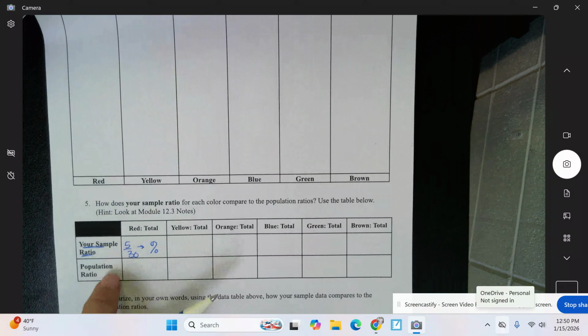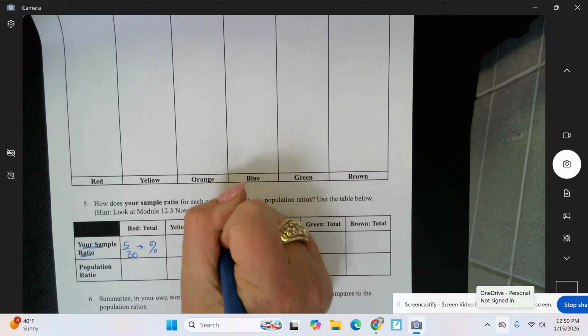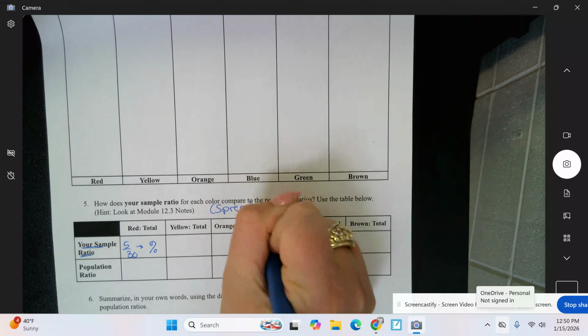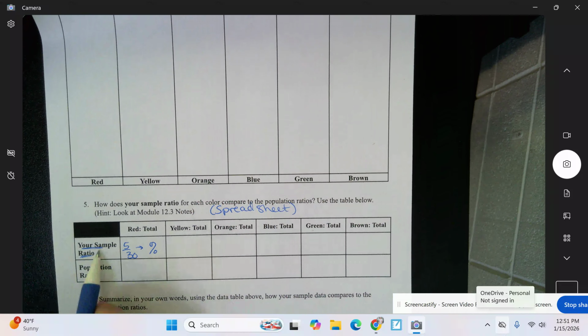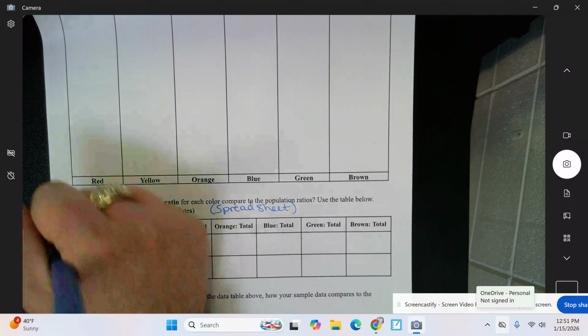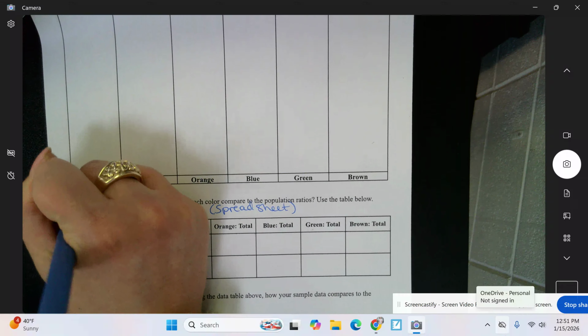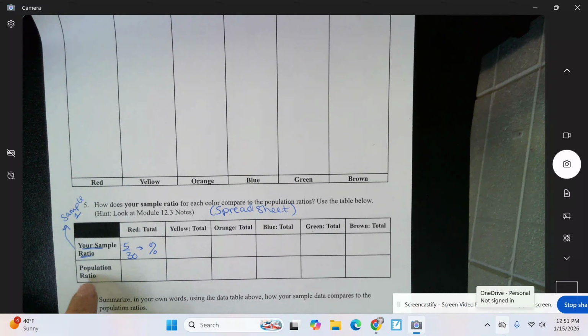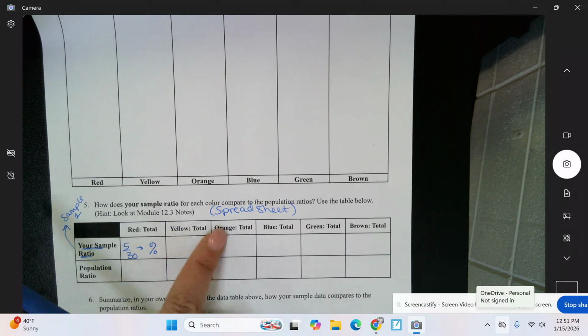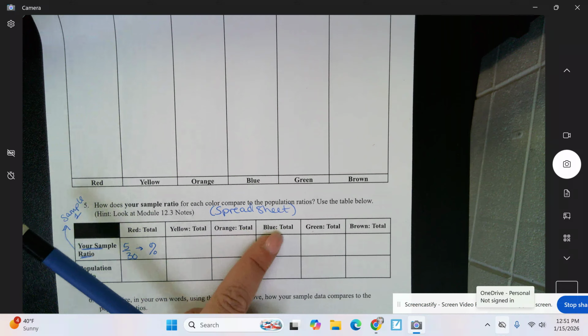This number right here, you're going to get this information from the spreadsheet in Google Classroom. This is your data, your sample one. Compared to the total population, which is on the spreadsheet. Part to whole, change it to a percent. See how it says red to total, yellow to total, orange to total, or blue to total, my bad.